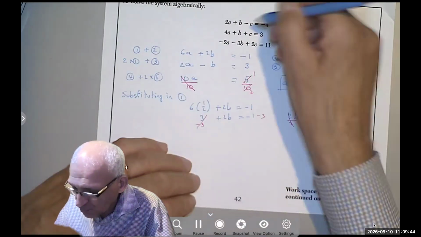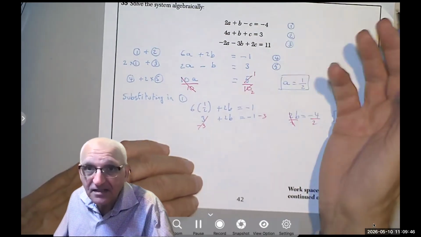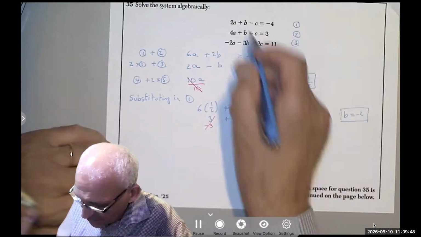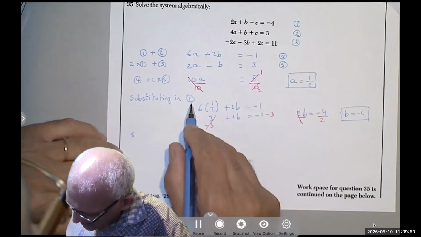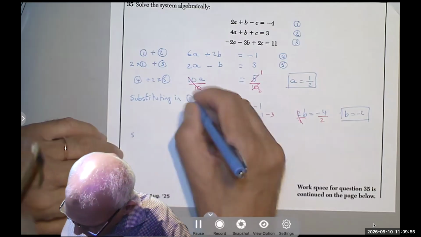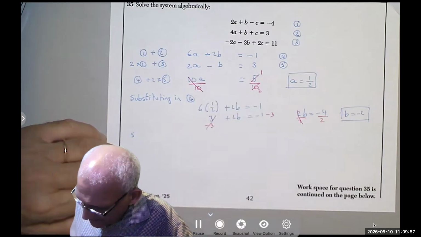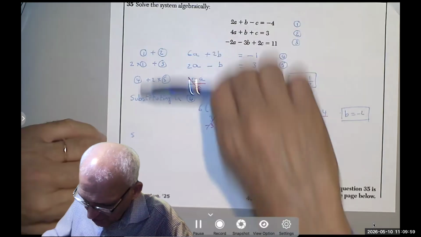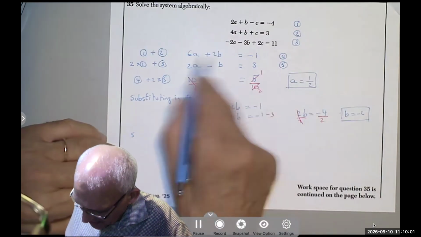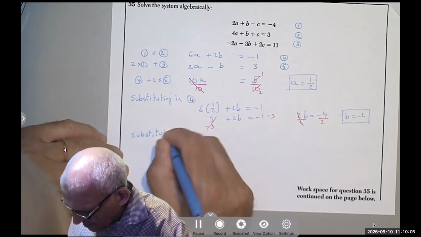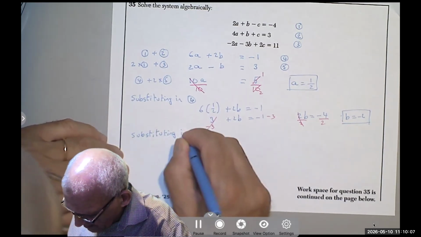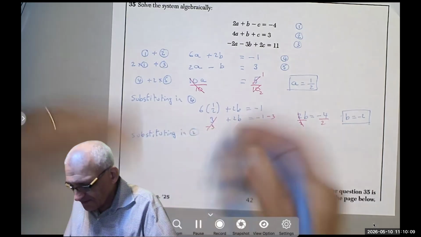I can substitute in 1, 2, or 3 to find c. Let's say we substitute in 1. Oh, I'm sorry. Here I said substituting in 1. That should be substituting in 4. It's the first equation, so I wrote 1, but I'm substituting in this equation. And here I substitute for 1 or 2. Let's do it in 2.